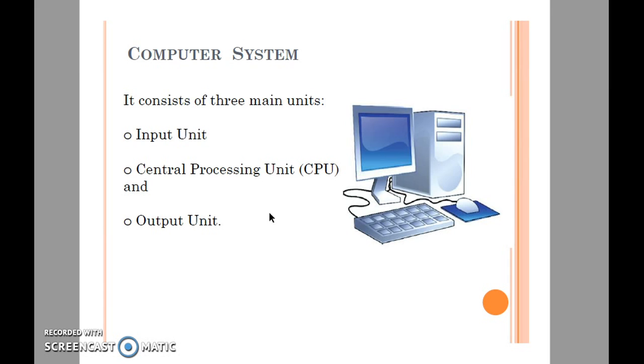That is the input unit, central processing unit, output unit, and the fourth one is the memory unit. In some books the memory unit is considered a part of the CPU, but sometimes it may be referred to as a fourth part. So how is this computer system formed?